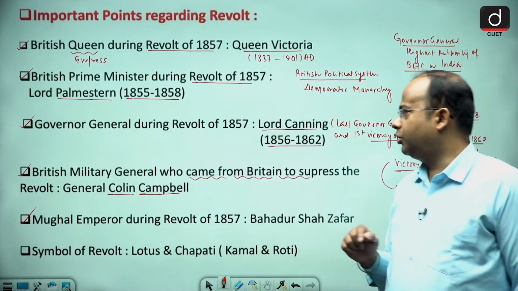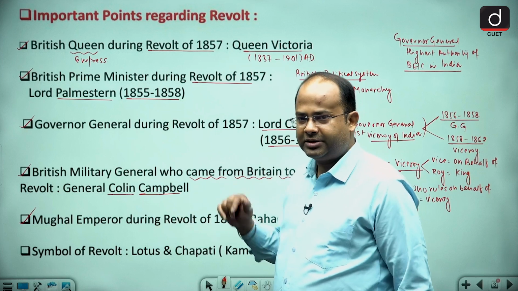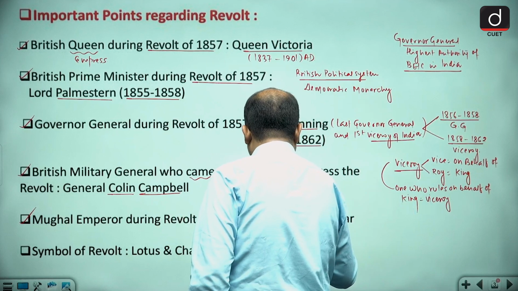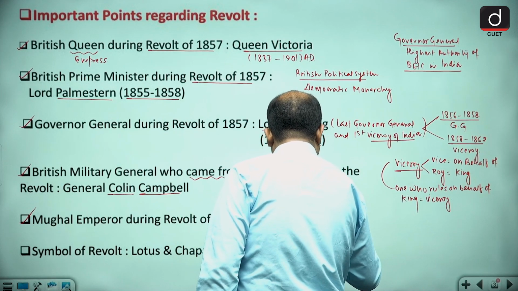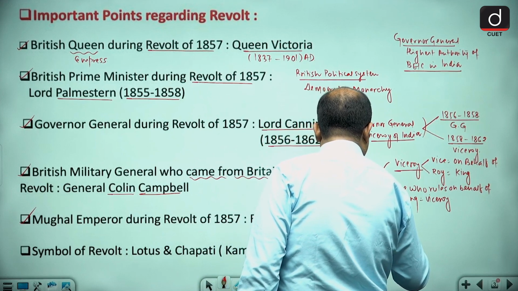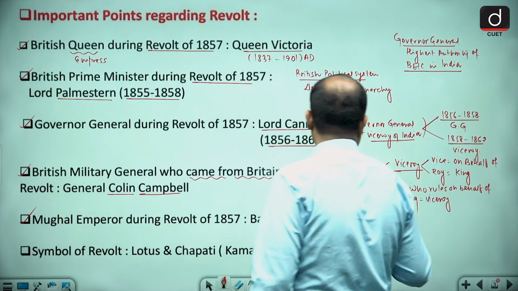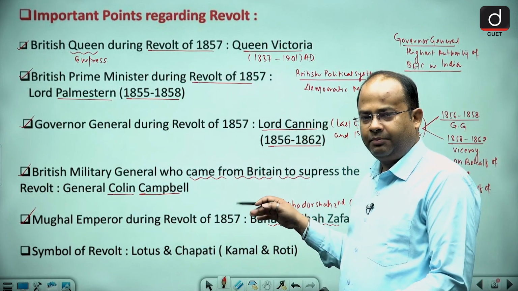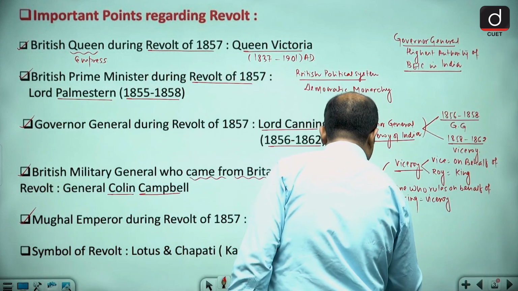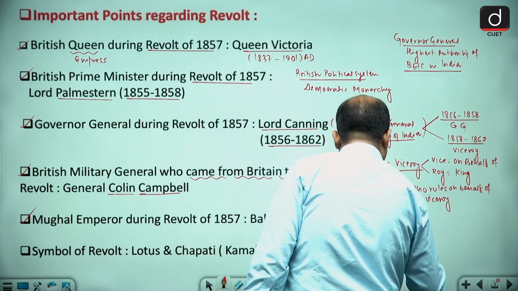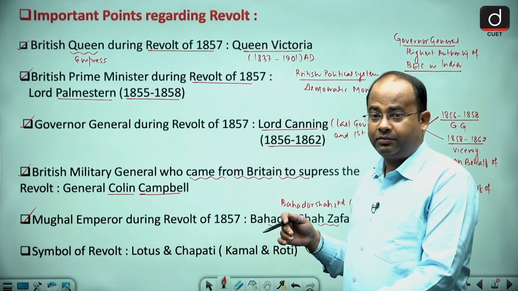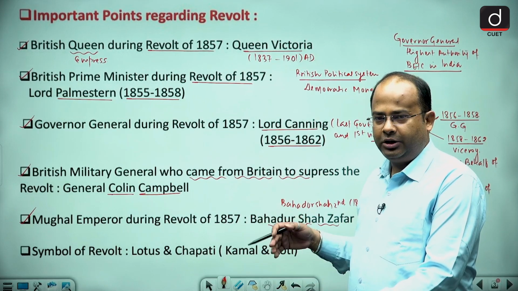So who was the last Mughal emperor during revolt of 1857? That was Bahadur Shah Zafar, also known as Bahadur Shah II. He was ruling from 1837 till 1857. That was the time period of Bahadur Shah Zafar. Bahadur Shah was also known as Sufi Pir. The reason was this: he was a very great devotee of Nizamuddin Auliya, so he was also known as Sufi Pir.